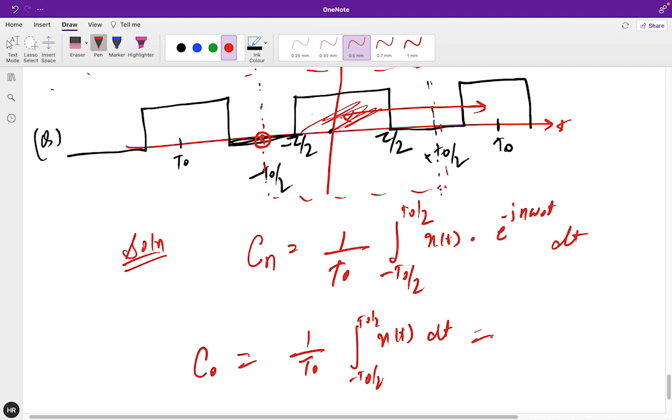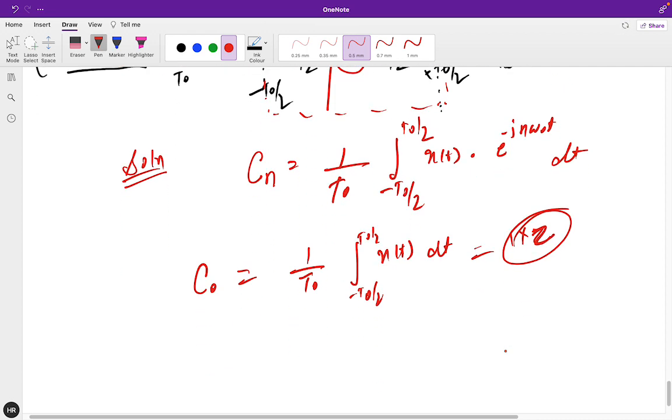So how much area are you getting? If you integrate this particular thing, suppose a is equal to 1, how much value will you get? Area will be 1 into tau. So this is from minus tau by 2 to tau by 2. So what is the range of this? This is tau, so 1 into tau. This is my time period.